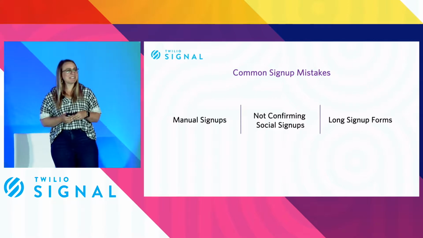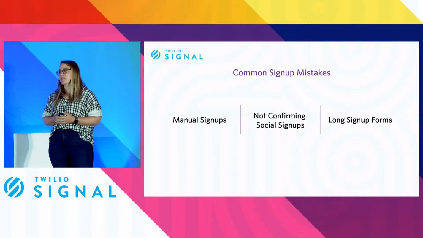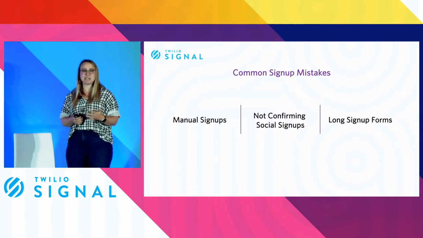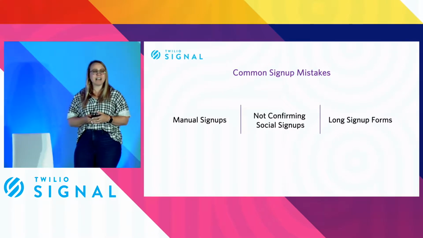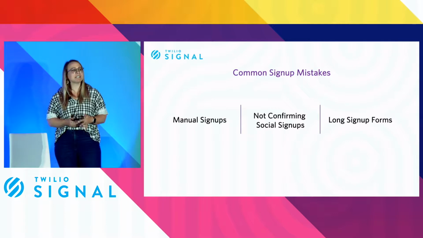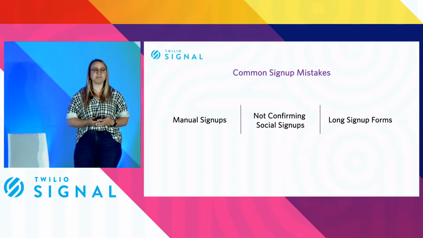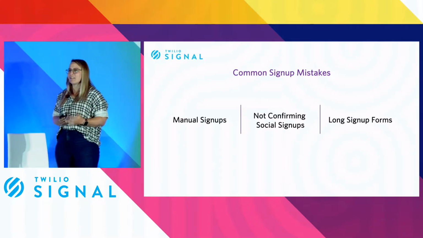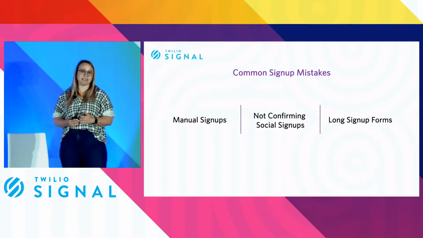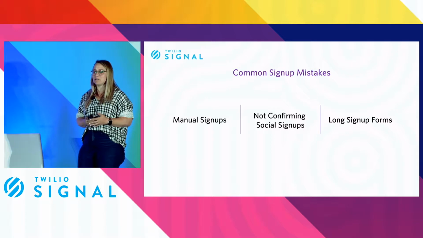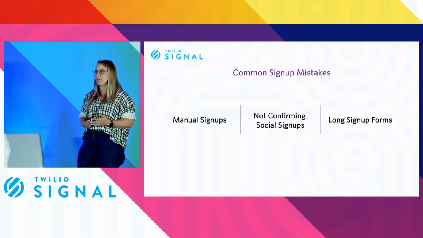The second one is going to be not confirming your social signups. Like Ellie said, Facebook and LinkedIn are great ways to get your brand out there. But with Facebook signups, a lot of times we're seeing that these addresses can be really old and that your recipients might not have updated that address, and therefore that address is going to bounce the first time you send to them. So what we recommend doing here is adding an additional confirmation piece.